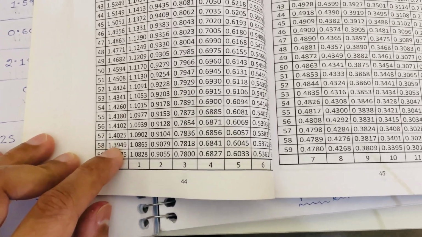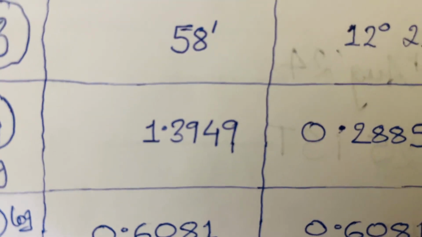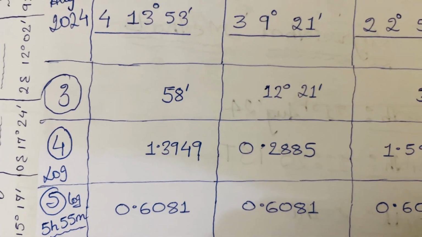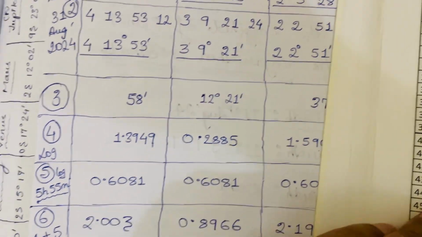What is the value? 1.3949. This is exactly what I have written. So the log of 58 minutes is 1.3949. Similarly, what is the log? This is step 4, all right?